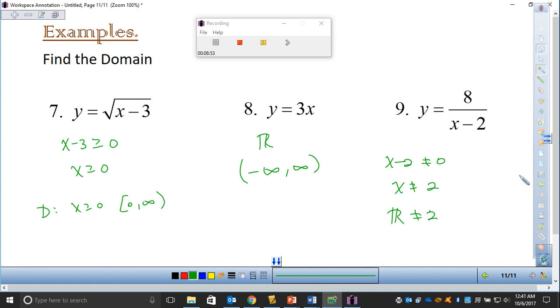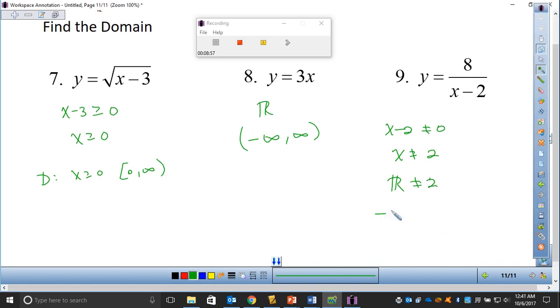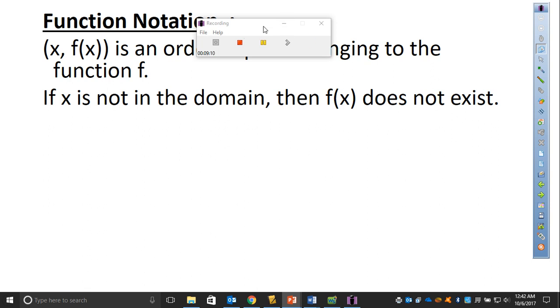And in interval notation, we're familiar with this. I'd say negative infinity to 2, union 2 comma infinity. And again, I cannot include 2 because 2 would make that 0 on the bottom, and that would not be good for us. Function notation now.